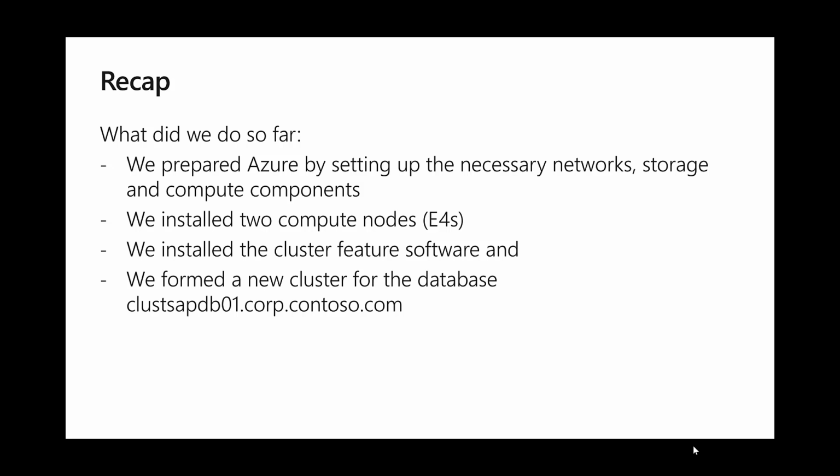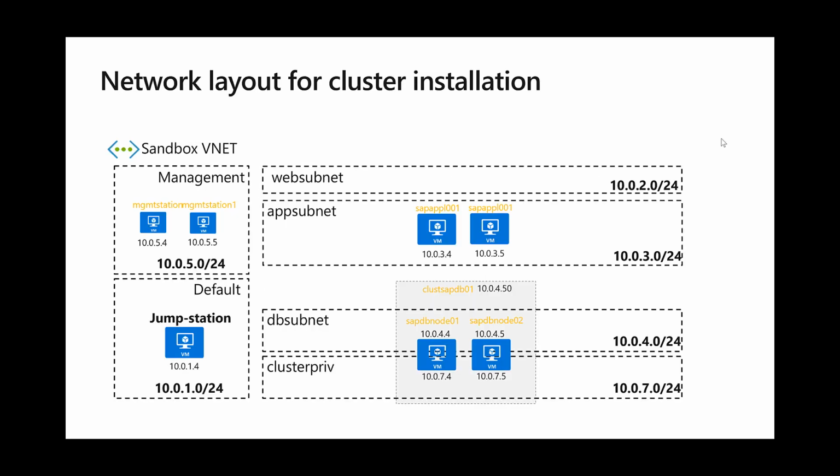Then we installed the cluster feature of Windows 2016 on these two nodes, and once we did that, we formed a new cluster for the SAP database called clustSAPDB01.corp.contoso.com. Just to get that back into our memory, we have a subnet called default where we have our jump station, which is here. We have a management subnet where we have the two domain controllers. We have two subnets for the database cluster, a private one and a public one, to which we installed the two DB nodes, the cluster nodes, SAP DB node 1 and 2.